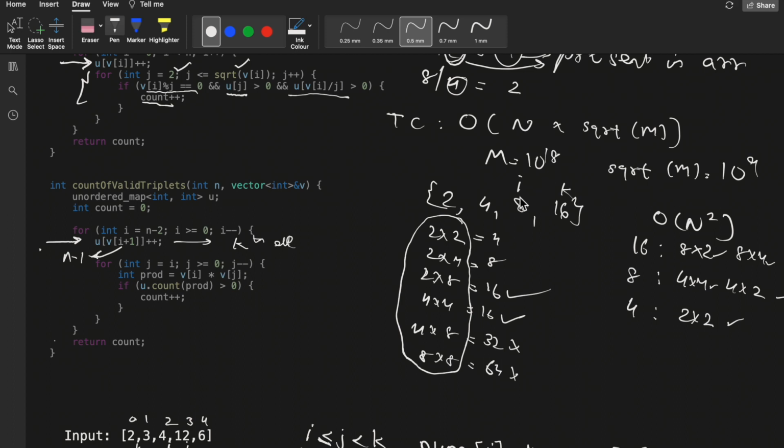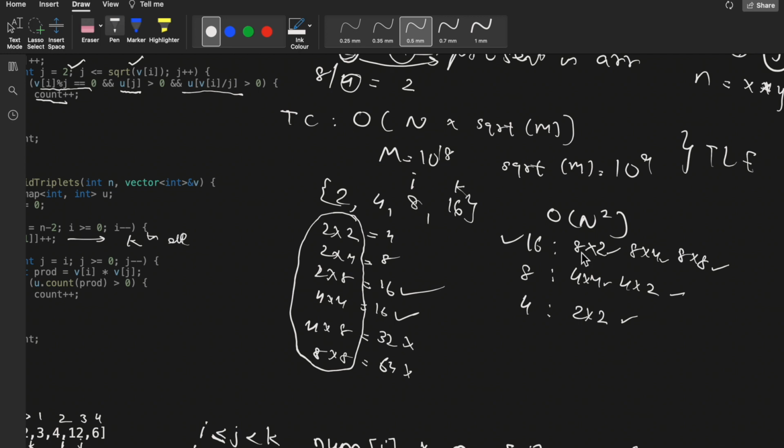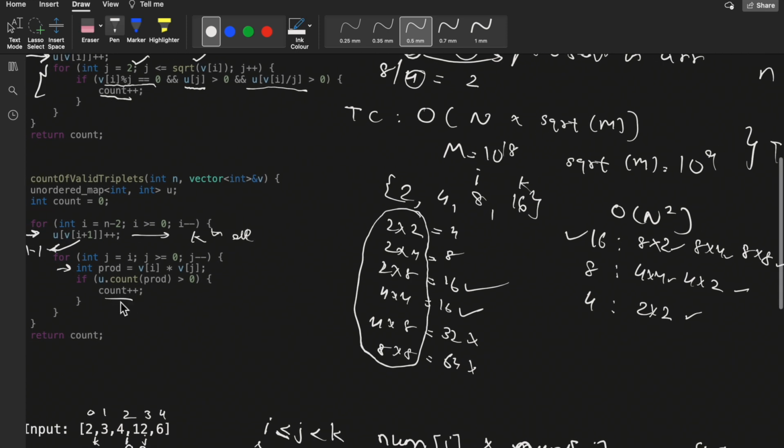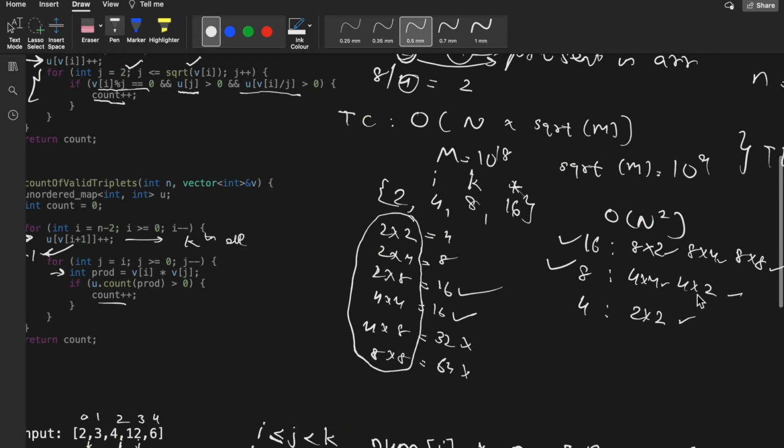Okay, got it. Now for this kth element we will check for the combination of i and j. See, currently i is here, k is 16. So what different combinations will we check? We will check 8 into 2. If multiplying 8 into 2, is the product present in the map or not? We will check if the product of v of i into v of j is present in the map or not. If it is present, then simply make count plus plus. Now in the next iteration i will come here and k will come here, right? So for that 8 we will check combinations like 4 into 4, 4 into 2, correct? Now 4 into 4 is 16, and we know that 16 is present in the map, right? So increment the count, right?